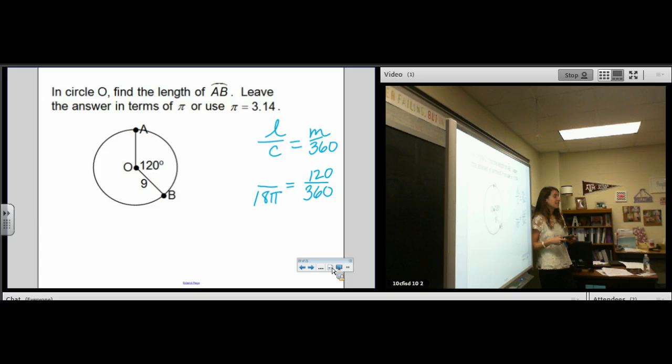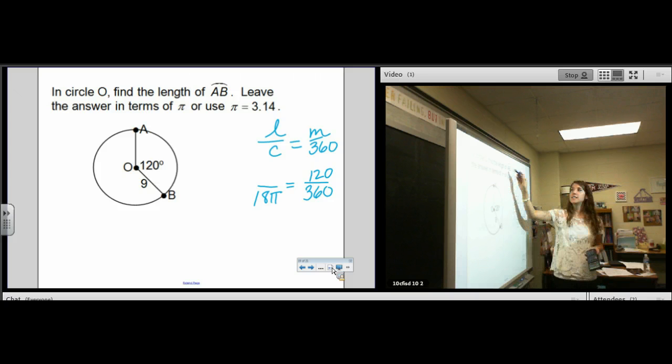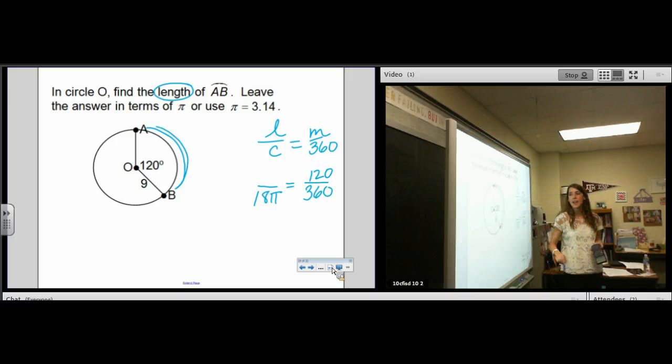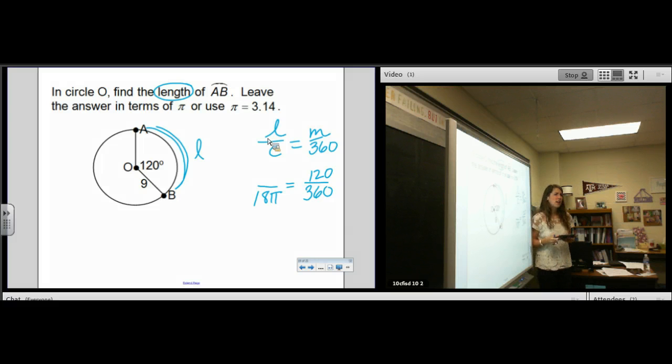Isn't the arc AB still 120? Oh, the length. It's not asking for the arc. That is a key word: length, not the degree measure, but the length. It's L, cursive L. Oh, so you don't use this one? Well, did you do the area? No. I taught the proportion way. I didn't teach the multiply way. Yes, very good. Well, there you go.